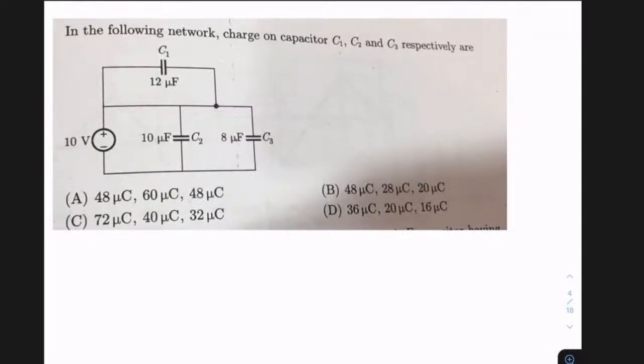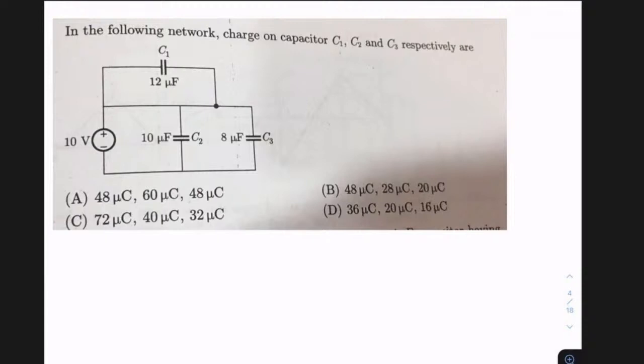Let us try to answer this beautiful question, which is based on this charge concept of capacitors. So see the question and please respond. The question is, in the following network, find the charge in capacitors C1, C2, and C3 respectively. So we are supposed to get the charge of C1, C2, and C3.